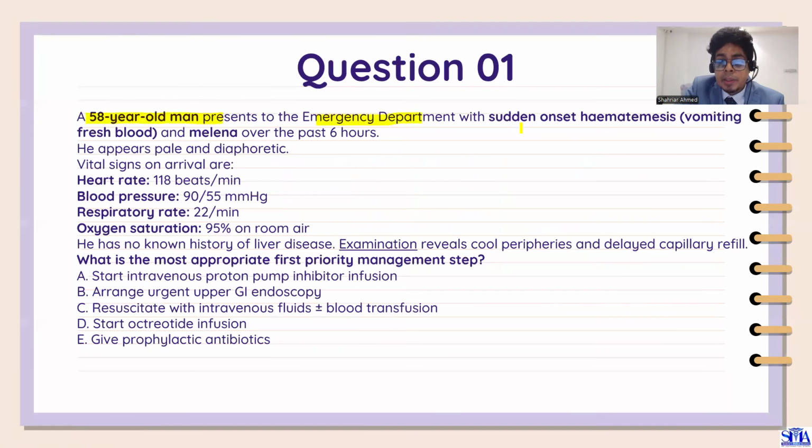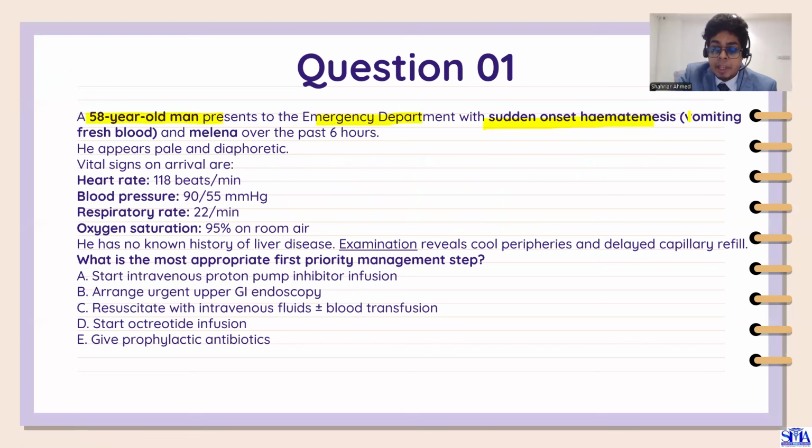A 58-year-old man in the emergency department has sudden onset of hematemesis, vomiting fresh blood, and melena. It looks like probably upper GIT bleeding, with fresh rectal bleeding for the past 6 hours. Now we have to check the vitals: heart rate is up, blood pressure is going down, saturation is also going down. We don't have much info about liver disease, because some liver diseases, like portal conditions, can lead to this. But we have examination findings of cool peripheries and delayed refilling time. What is the first priority in the step of management?